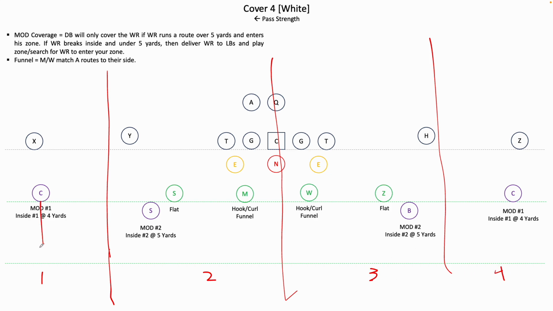The corner is responsible for this zone. The Spartan is responsible for this zone. The Bandit is responsible for this zone, and the other corner is responsible for this zone. Okay, so we have 1, 2, 3, 4 quarters, and we have 4 men to defend it.